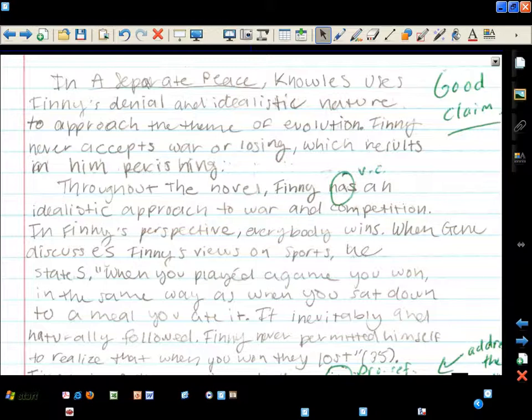We're going to talk about that strategy in more detail on Wednesday of next week.